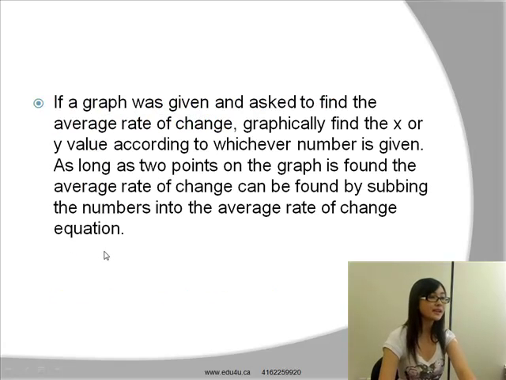If a graph was given and we were asked to find the average rate of change, graphically find the x or y value corresponding to whichever number is given. As long as the 2 points on the graph are found, the average rate of change can be found by subbing the numbers into the average rate of change equation that we just used in the previous question.